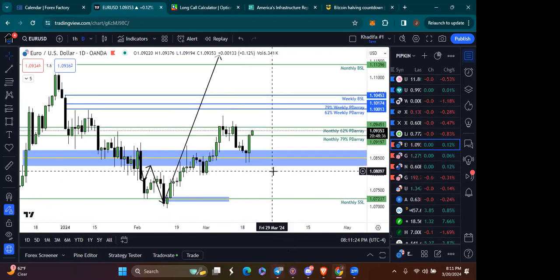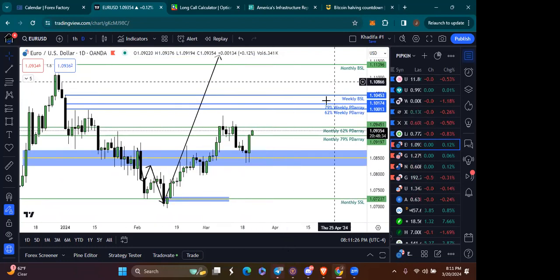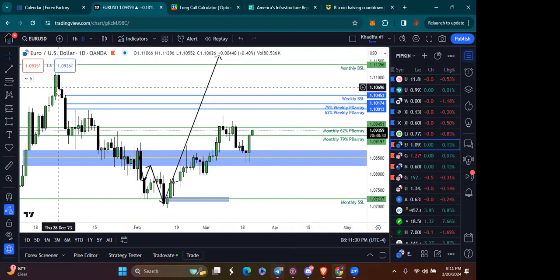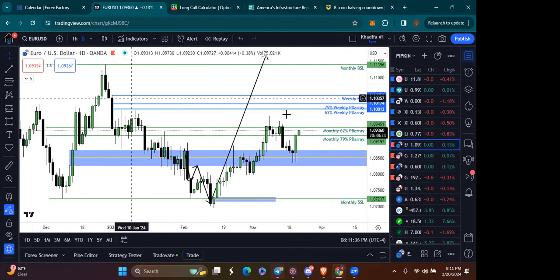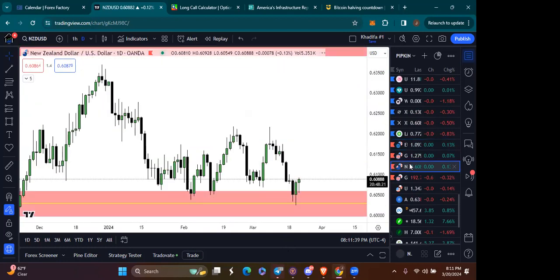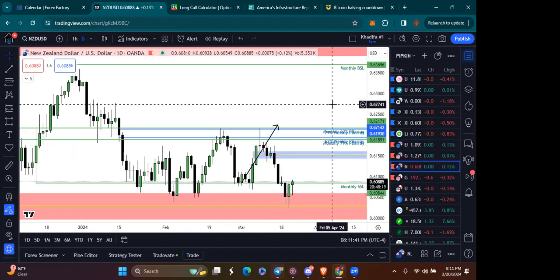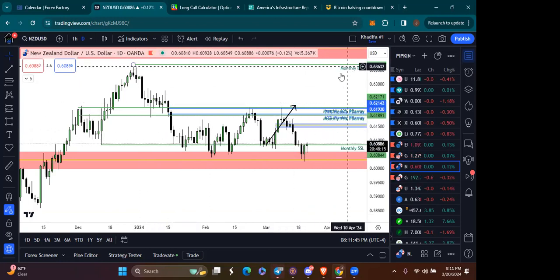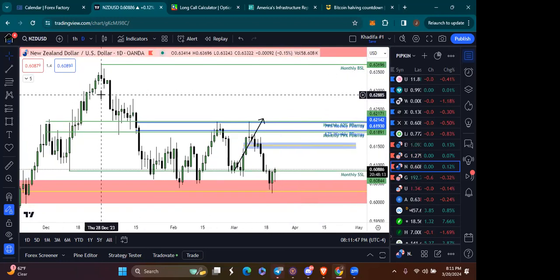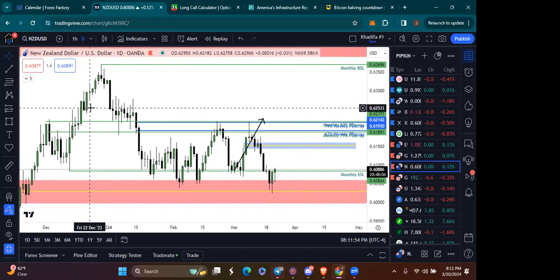Because GBP USD already ran that month buy side liquidity that we were targeting from December the 23rd, right? NZD and Euro hadn't ran it yet, right? December, well, this is December 28th for NZD USD.